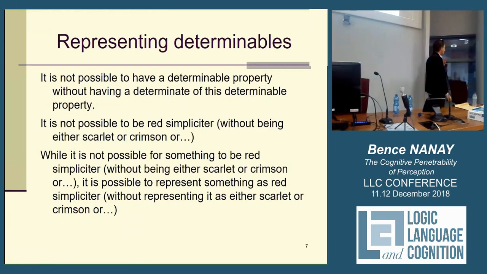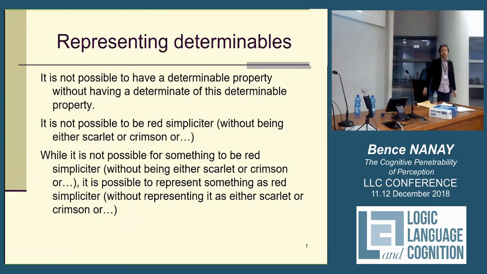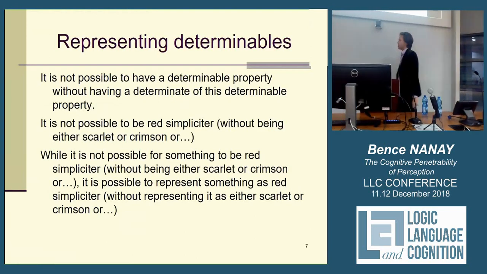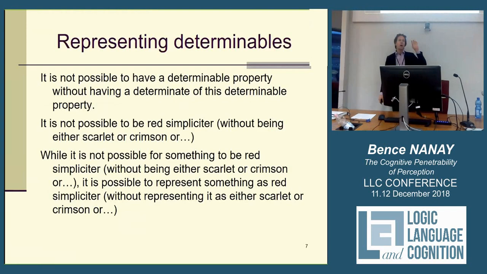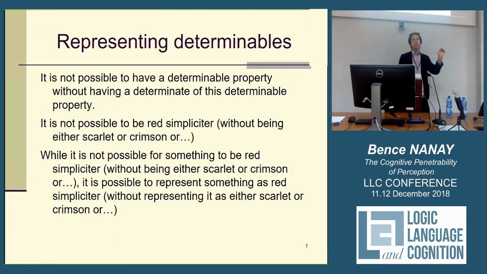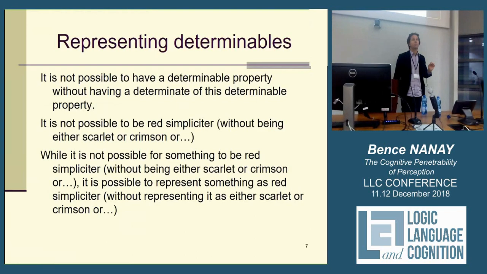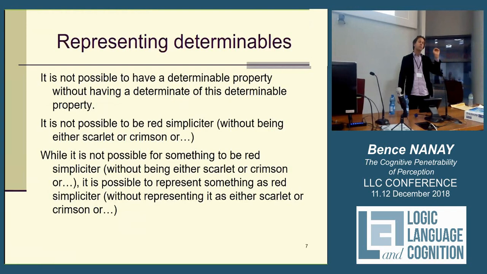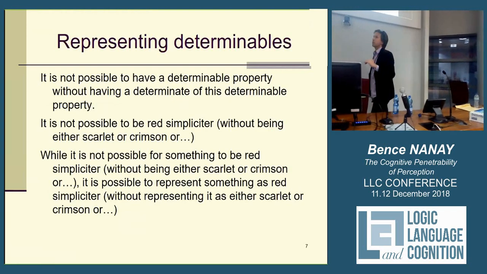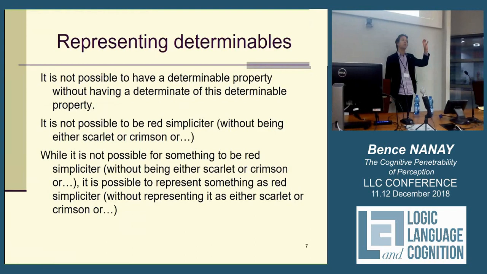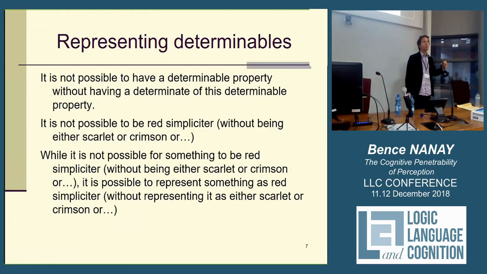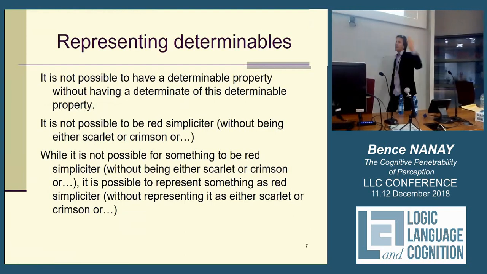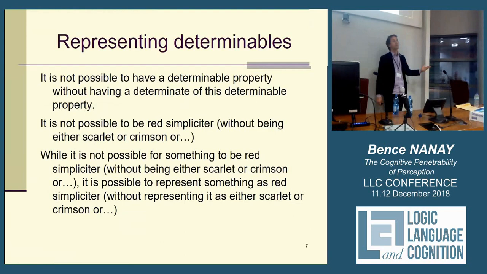So one important way of cashing out what the determinable-determinate relation is to say that crimson is one way of being red. Scarlet is another way of being red. There is no such thing as being red without being either crimson or scarlet or one of the other determinates. So you can't say that something has a determinable property without having a determinate of that property. On the other hand, it's very much possible to represent a determinable property without representing any of the determinates of that property.